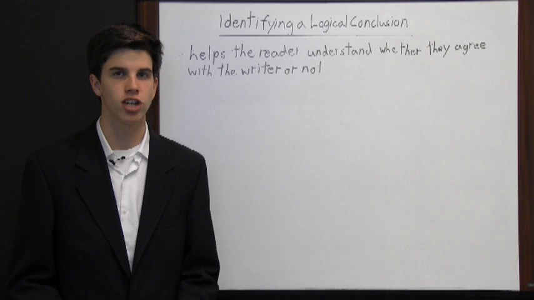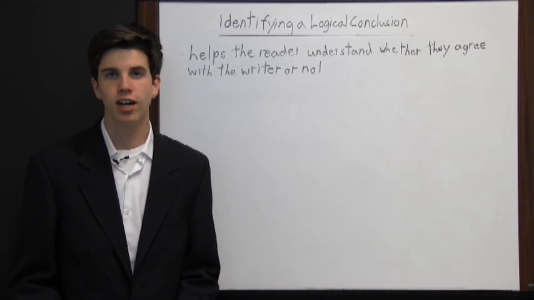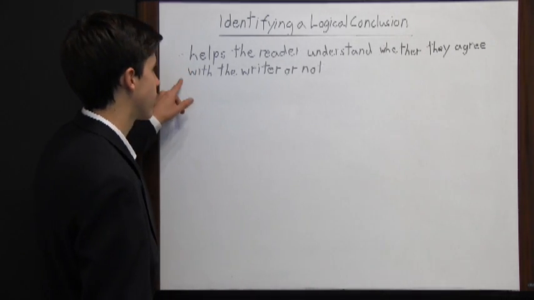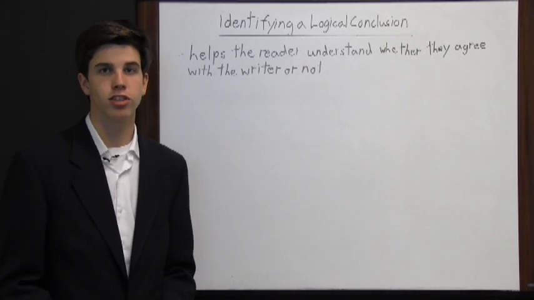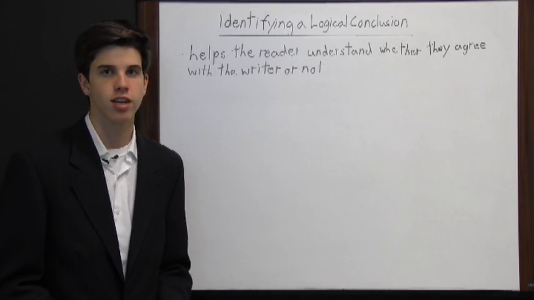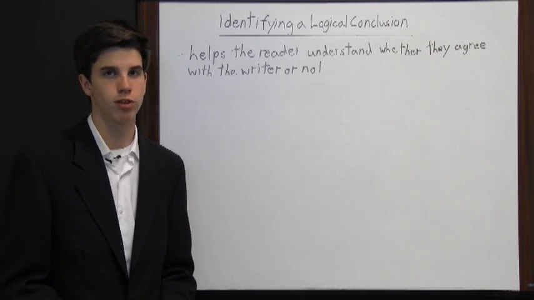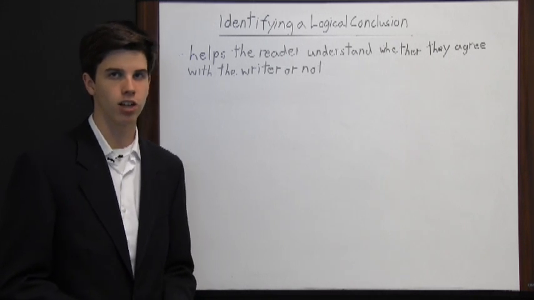Every piece of writing should have a logical conclusion, and it's your job as the reader to identify that conclusion, mainly for the purpose of helping you to understand whether you agree with the writer or not. Because you don't want to just read a piece of literature, you want to analyze it. So one step in that process to better understanding it is identifying the conclusion to know whether you agree with the writer or not. So now I want to talk about how to identify that conclusion.